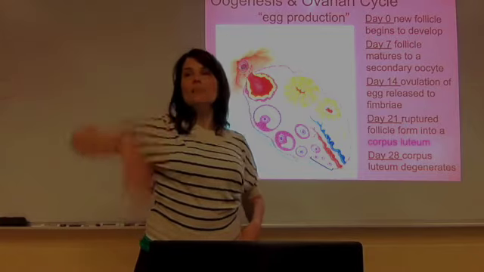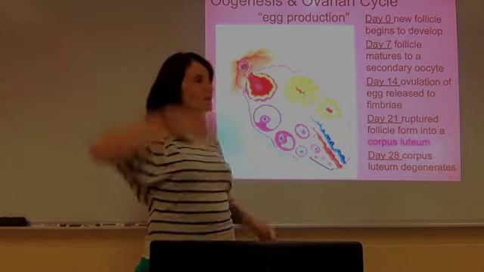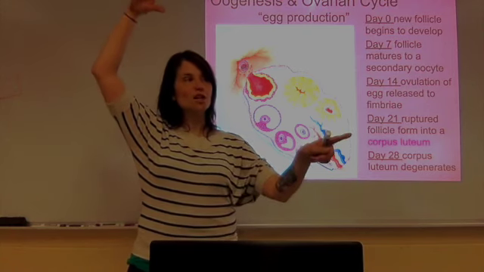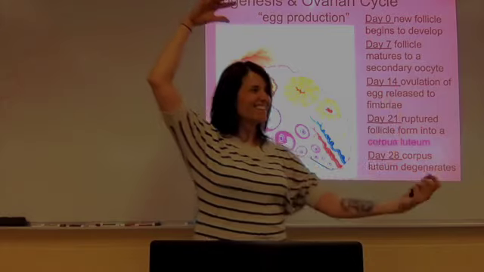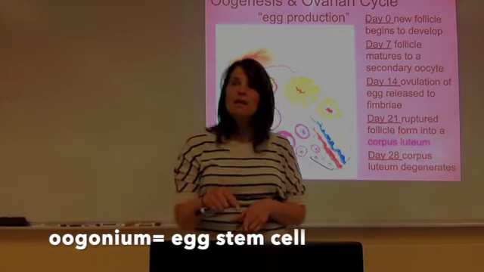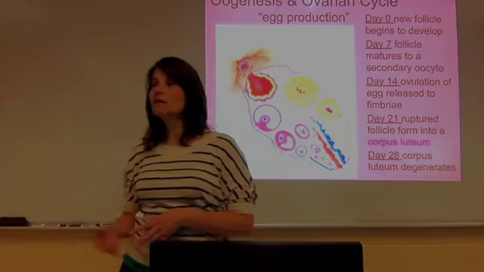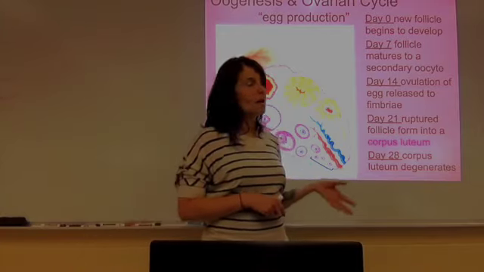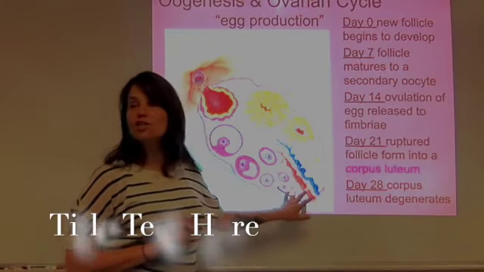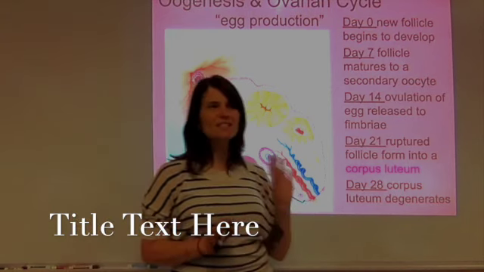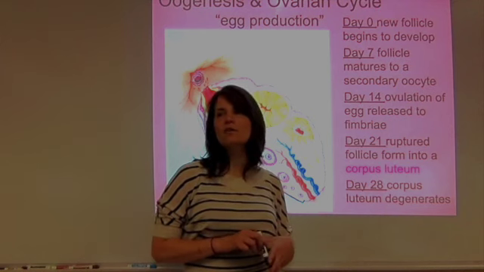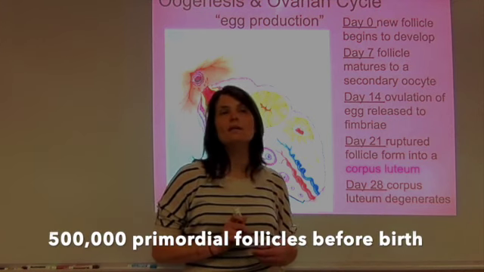So this is before the female is born. She's going to produce lots and lots of these oocytes. What's the stem cell called for eggs? Not ovum. Ovum is mature. Oogonium. Okay. So for sperm, the stem cell is called spermatogonium. For egg, the stem cell is called oogonium. But that is pretty much all dealt with. So we produce lots of our immature egg cells or oocytes before birth. Approximately, did I tell you how many? So approximately 500,000 eggs are produced before the female is born.